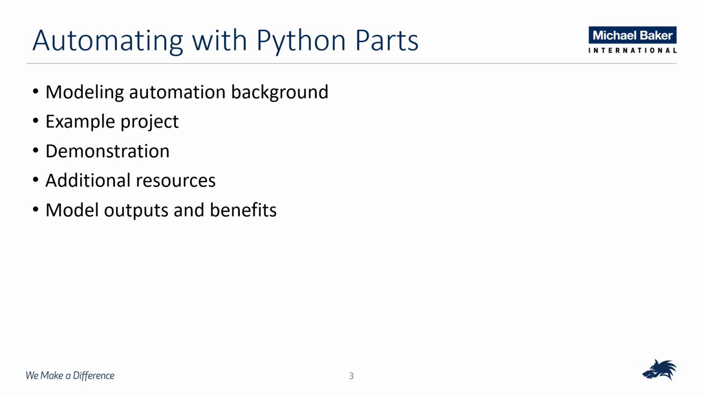So for today, we're going to be looking at first a little bit of background and where we got to, how we view modeling automation. Then we'll give you a little bit more information on the example project that I mentioned, the bridge truss model. Then I'm going to turn it over to Hanjin to go through a demonstration within PythonParts, showing some of the tasks that we did automate through this process. He's also going to go through some additional resources, particularly for coding for those that may not have that background. And then finally, we'll discuss some of the specific model outputs and benefits we got out of this particular application and process.